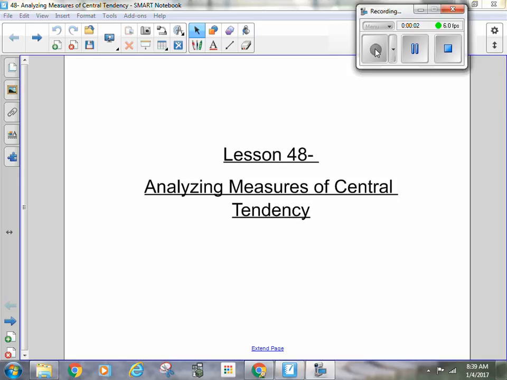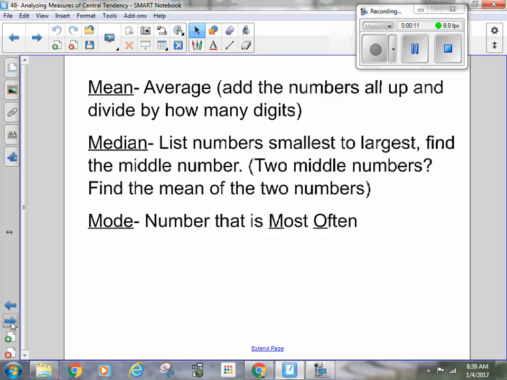All right, ladies and gentlemen, we're going to do lesson 48 today. It's on analyzing measures of central tendency, which sounds like a mouthful, but it's very familiar stuff for you. Measures of central tendency are mean, median, and mode.